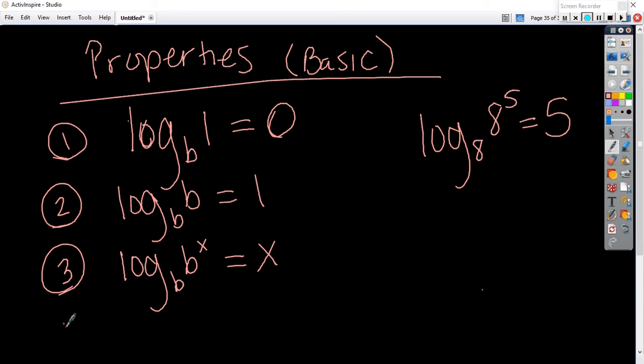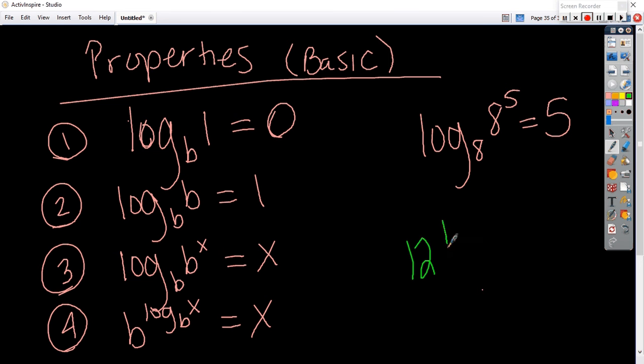And probably the most confusing one: if you have some base and you raise it to the power of a log with the same base, it's just x. An example? 12 raised to the log base 12 of 15. It would be 15.